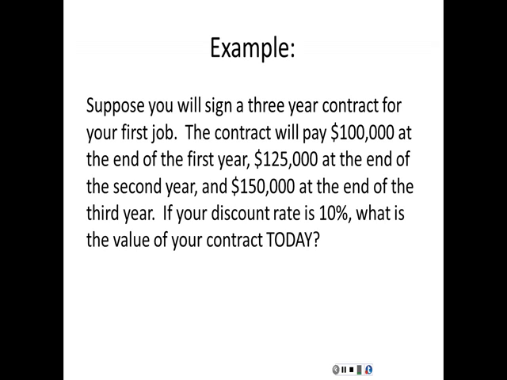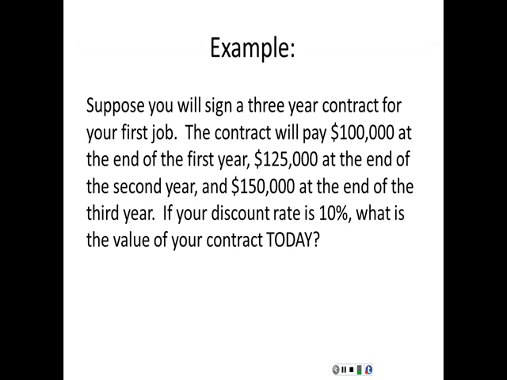If you look at this contract, there's 3 years and 3 distinct values. At the end of the first year, we'll get $100,000. End of the second year, we'll get $125,000. And the end of the third year, we'll get $150,000. Our discount rate is 10%, which means basically we can earn 10% on our investments.